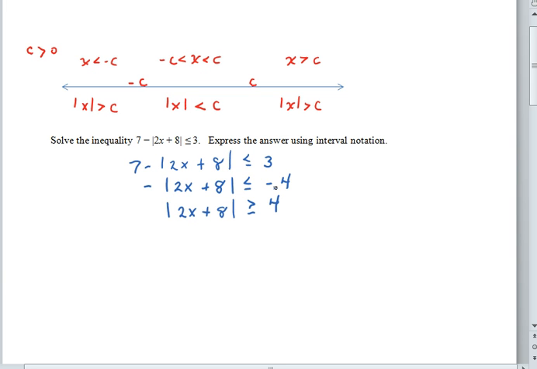So now I'm going to consider substituting the 2x plus 8 in for the x in the pattern that I've left above from the previous video. And so we will see that the absolute value of 2x plus 8 can be greater than or equal to 4 if the 2x plus 8 is less than or equal to negative 4, or the 2x plus 8 is greater than 4.